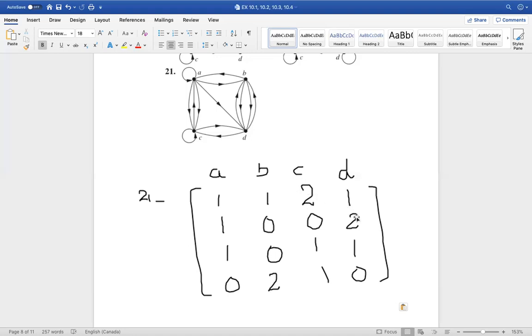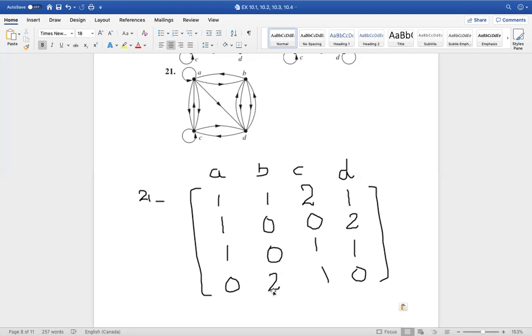Likewise, for this one here, we have two edges going from B to D, this one and this one, so we put 2 here. Okay, what about the 2 at the bottom, under B? This one, yeah. Here we have two edges going from D to B, this one and this one. Therefore, we put 2 here.